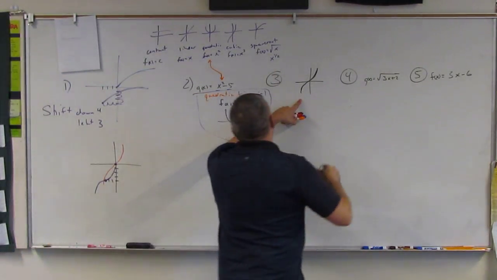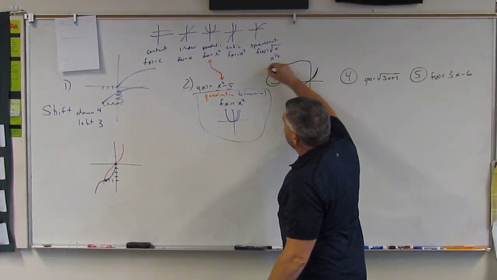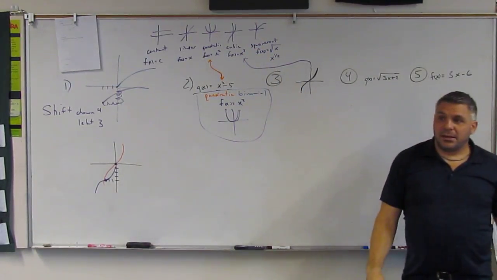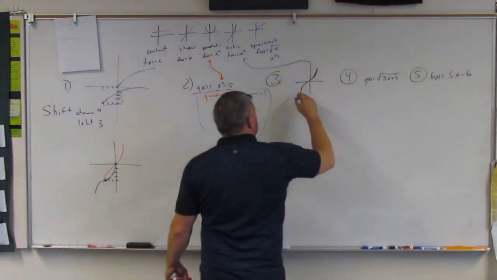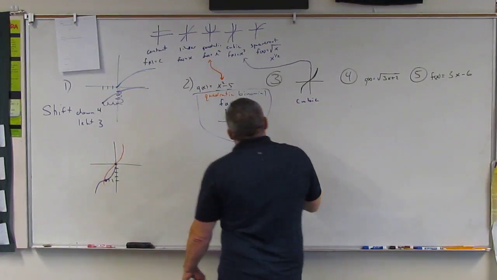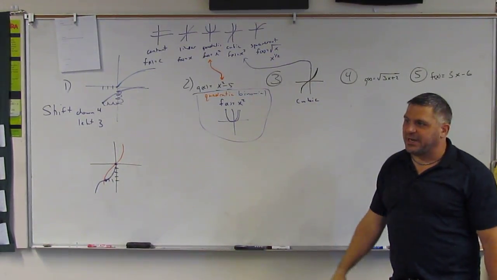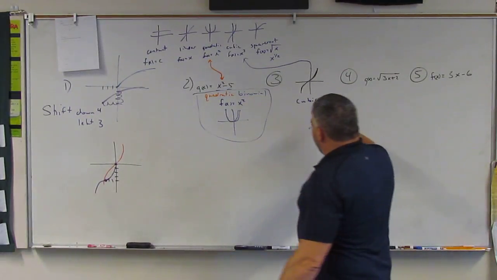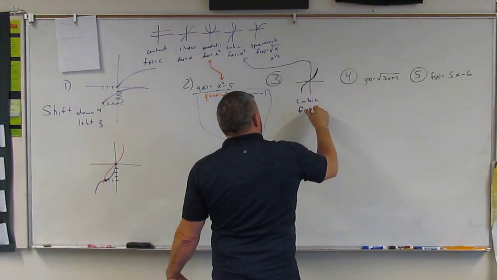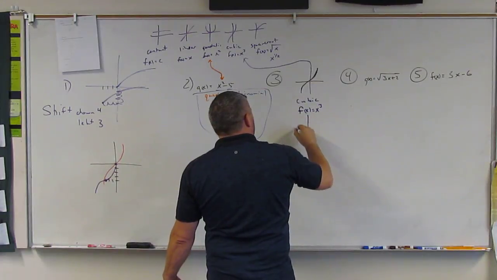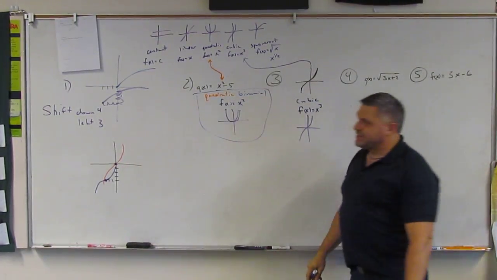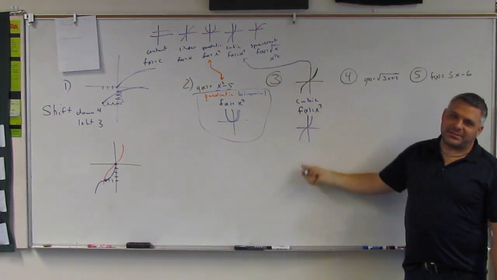This one, which one does that look like? This guy? Cubic. So that's what we say, it's a cubic. Now I can't tell you whether it's a binomial or a trinomial because I don't know how many pieces it has, right? So I move on to the next piece. F of x is equal to x cubed. And it looks like this. And what's nice is, it looks the same, right?